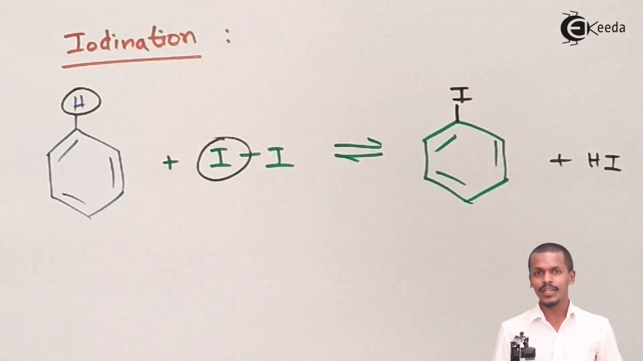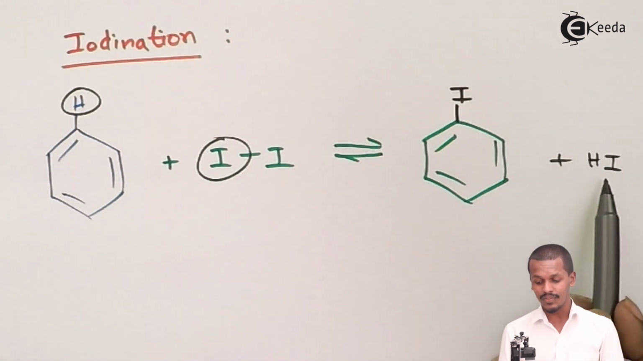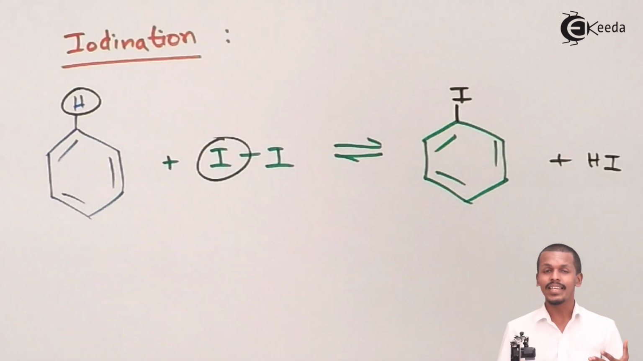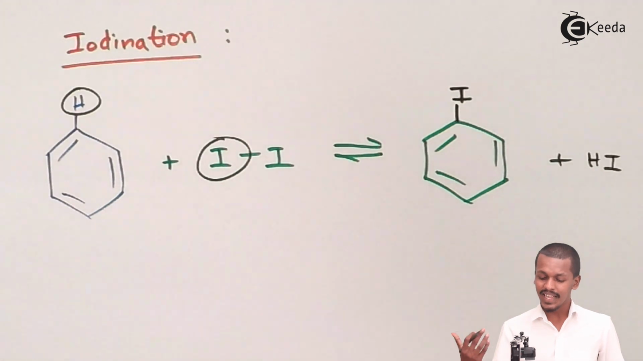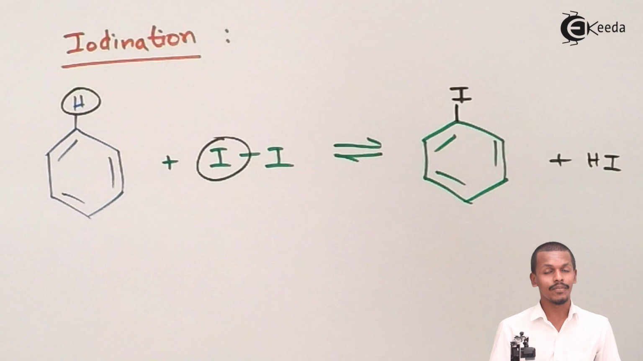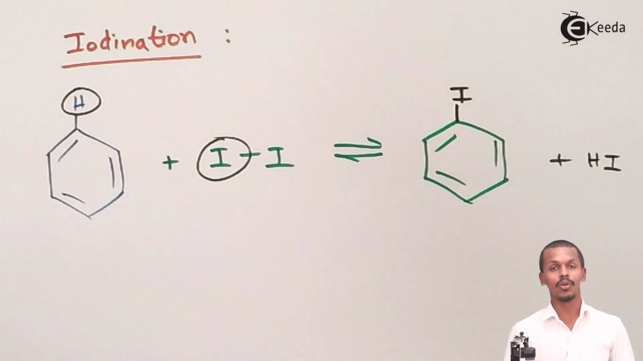So this is the reaction that we get during the formation of iodobenzene, but the reaction is reversible. If iodobenzene is again reacted with HI, then the reactants would be produced again. So iodination is not a valid method to obtain iodobenzene. That is why we don't prefer iodination, we prefer chlorination or bromination. So this was related to halogenation.